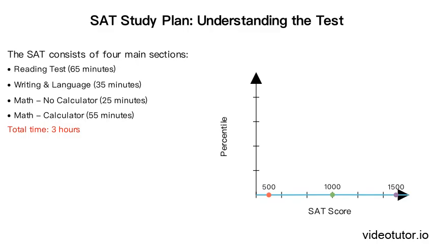The graph shows the typical distribution of SAT scores, with most students scoring around 1,000, while scores of 500 or 1,500 are much less common. Your goal should be to identify where you currently stand and develop a plan to reach your target score.